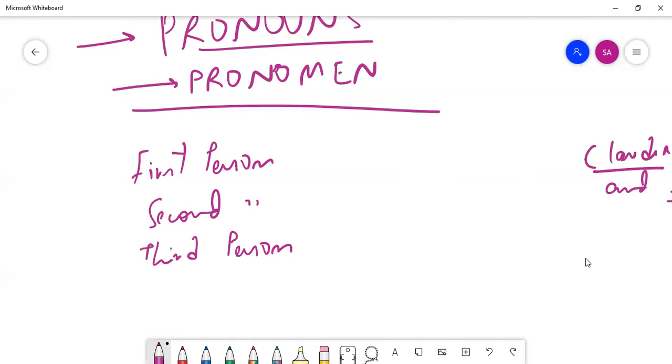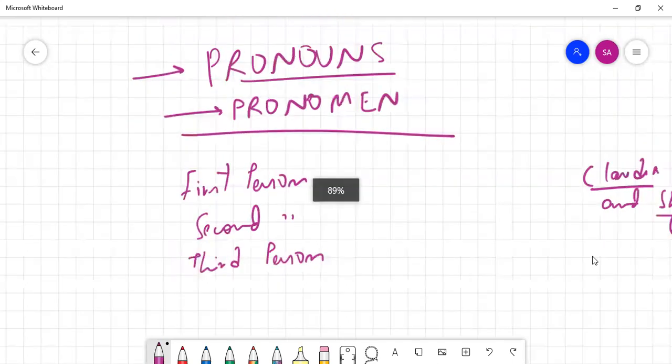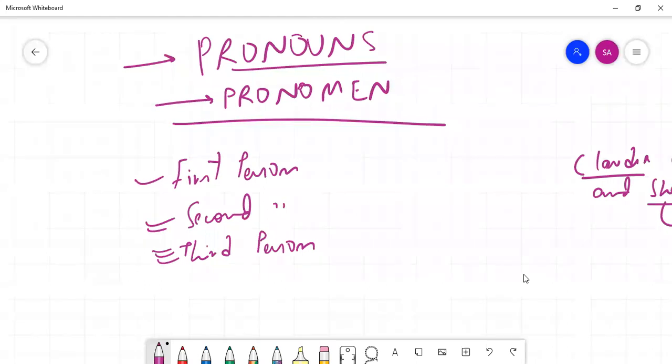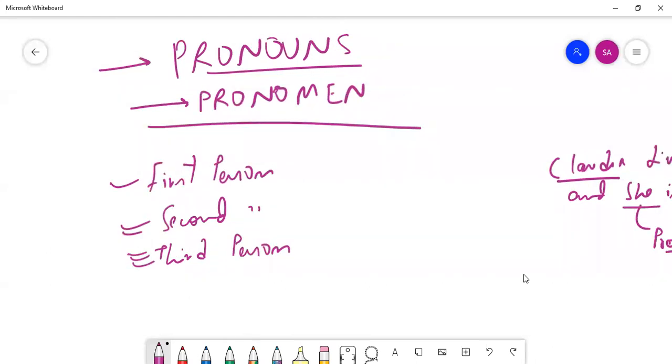So in German also, as in English, there are three types of pronouns. One is the first person, I'll explain it later on, second person and third person. One more thing: especially in German, for every case there will be a formal and an informal form.